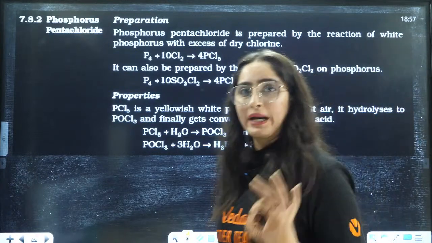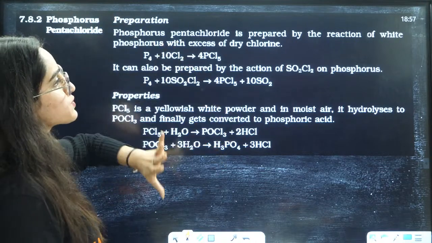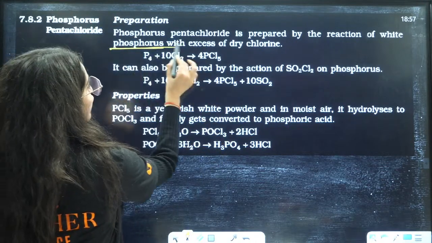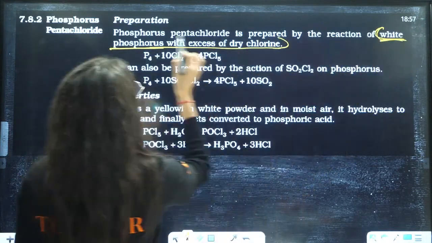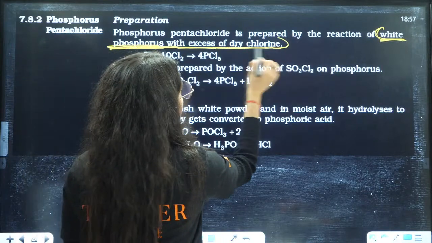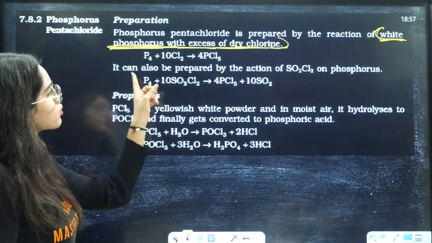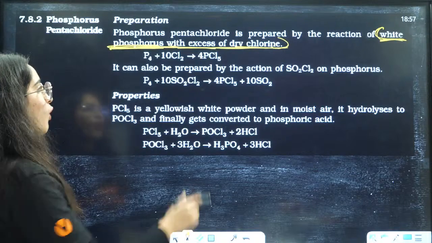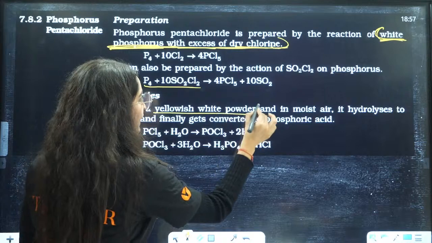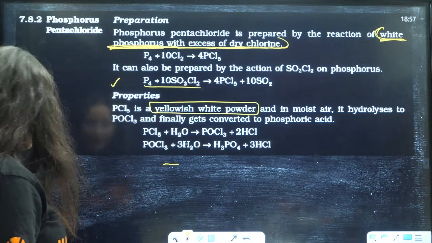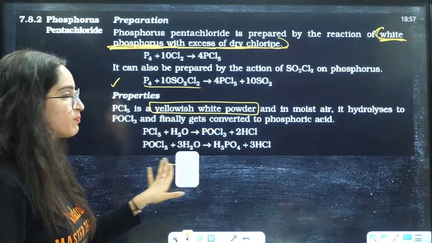Then phosphorus pentachloride, the structure is very important here, right? Phosphorus pentachloride is prepared by the reaction of white phosphorus with excess of dichlorine. Now this line you can remember, that it is prepared by white phosphorus with excess of dichlorine, right? So then you have PCl5. It's also prepared by the action of SOCl2 on phosphorus, right? Now the properties: it is a yellowish white powder. PCl3 was a colorless oily liquid. This is a yellowish white powder, right?